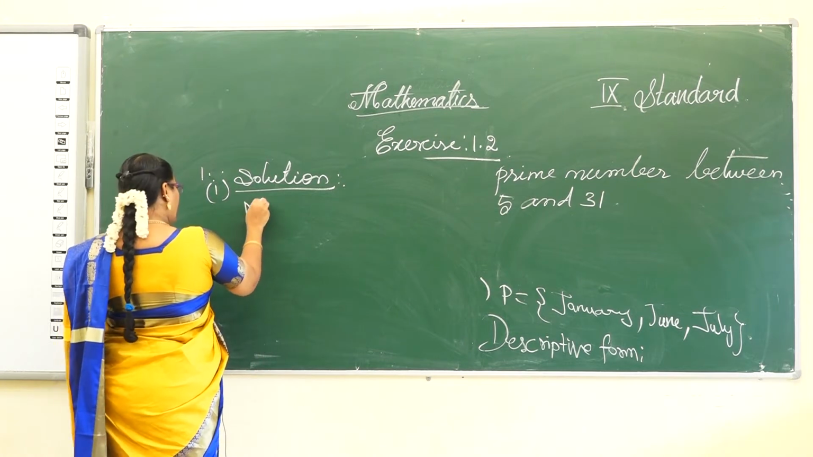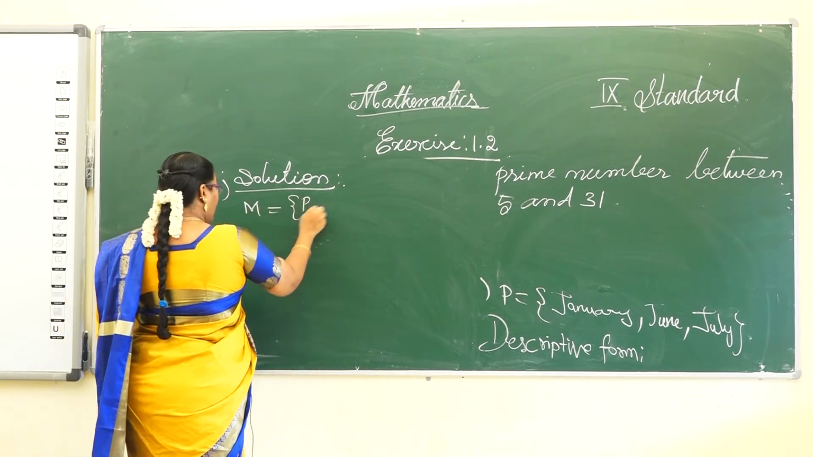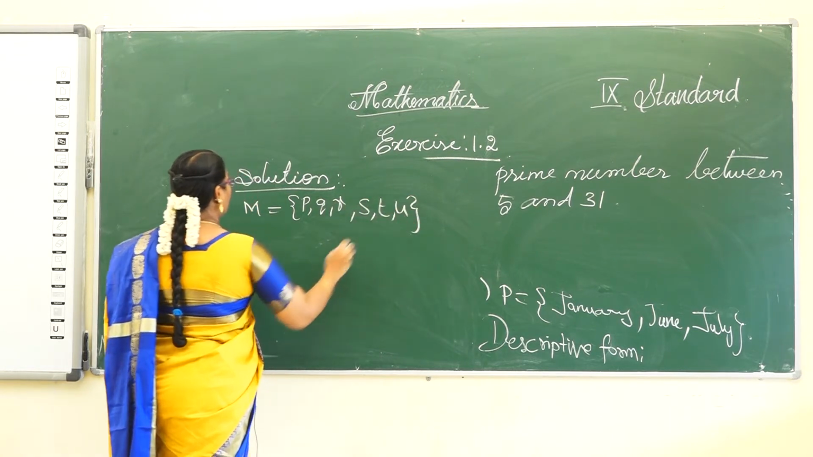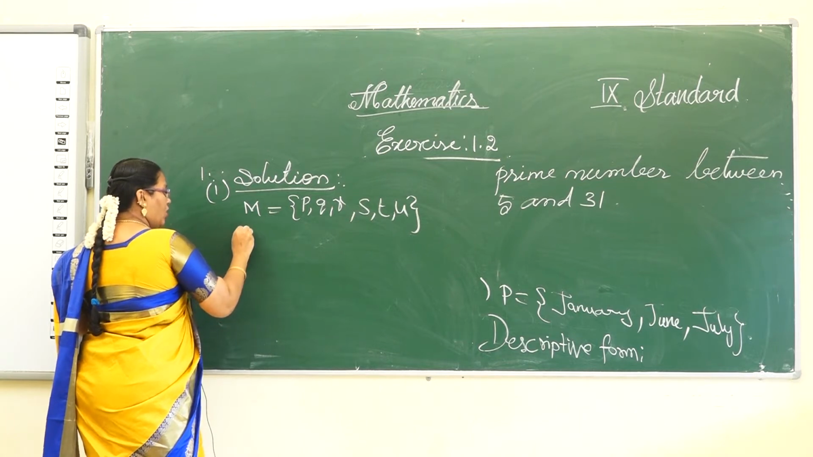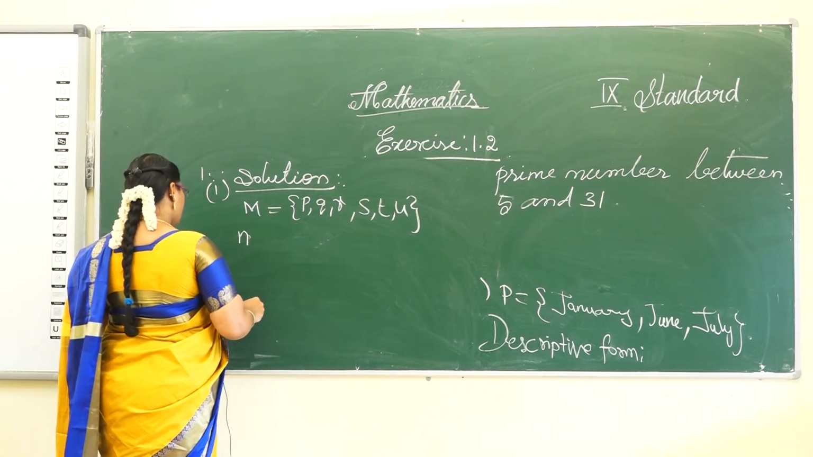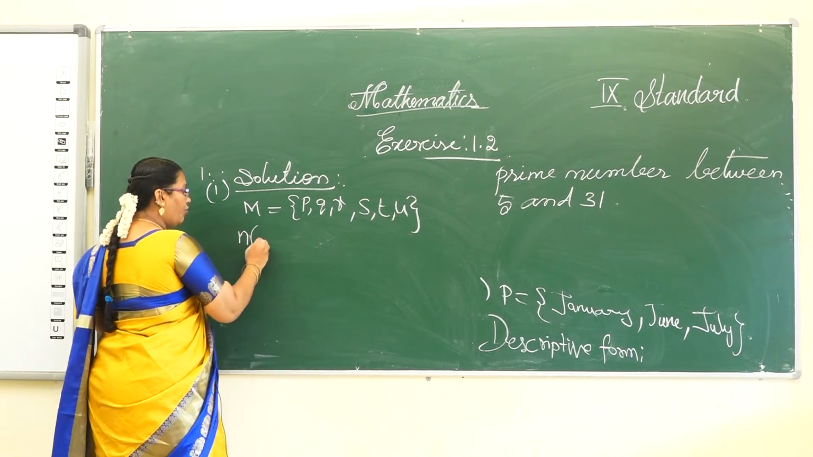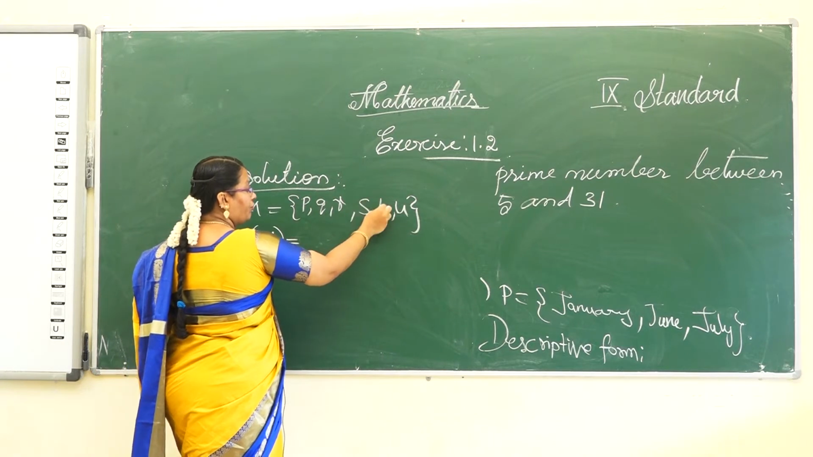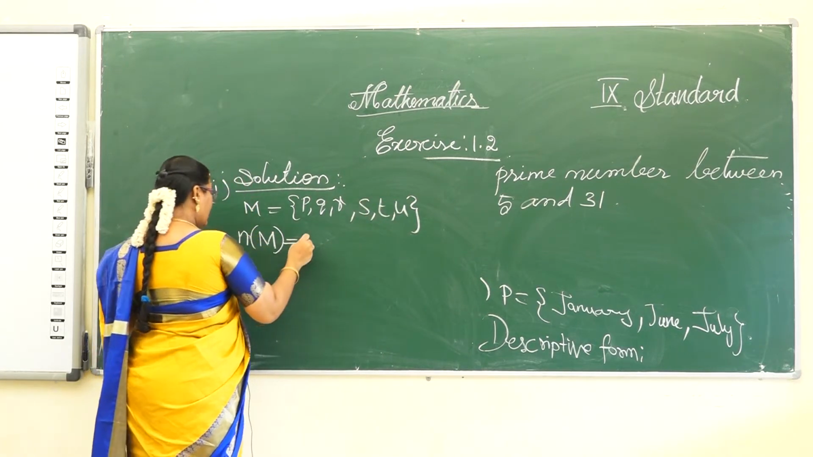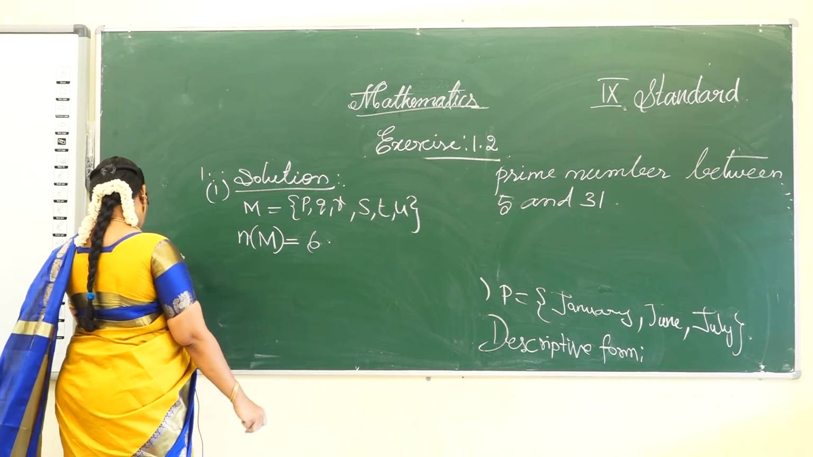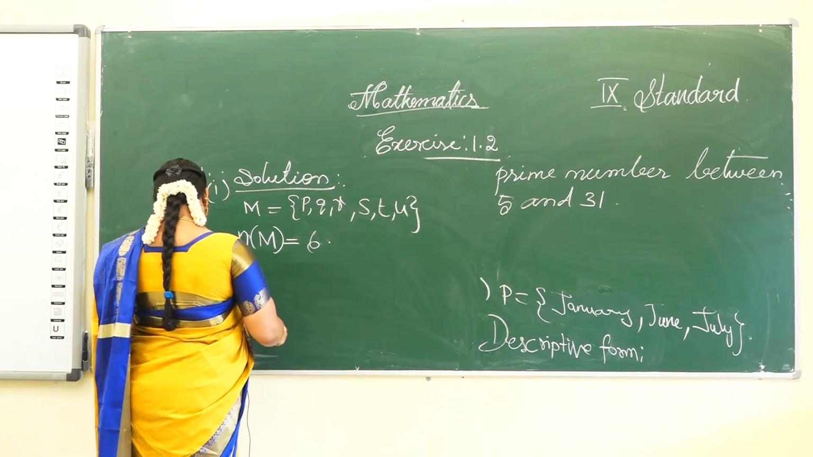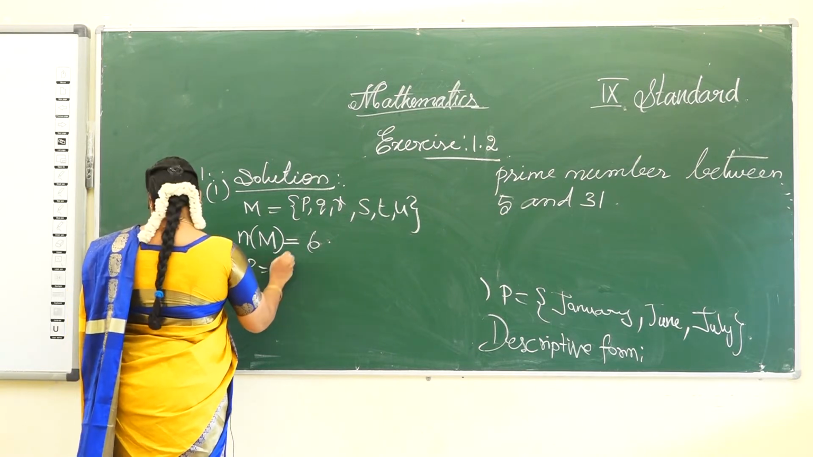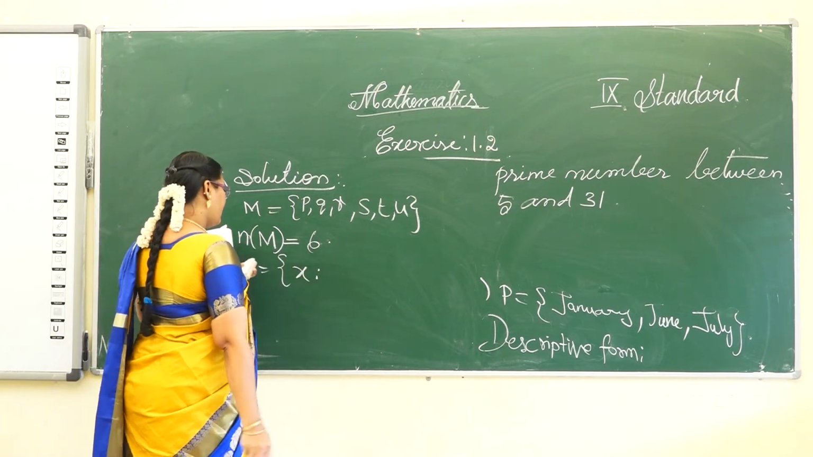So first one given, M is equal to P, Q, R, S, T, U. So how many elements? The cardinal number of a set, n of M is equal to 1, 2, 3, 4, 5, 6. So n of M is equal to 6. And then next one, P is equal to, set builder form is given.